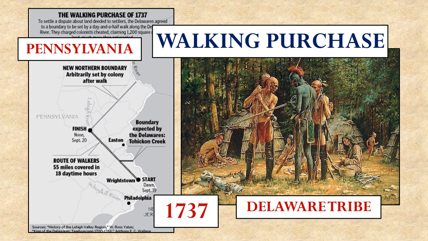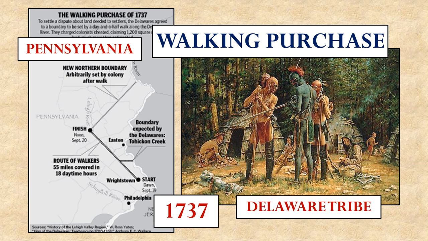Well, the white people wanted to buy some of it from them, and the deal that they reached was that the Delaware would sell as much land as a person could walk in a day and a half. So they had a starting point, and then a person was supposed to walk for a day and a half, stop, and however far they got to, then that was the land that would be sold to the whites.